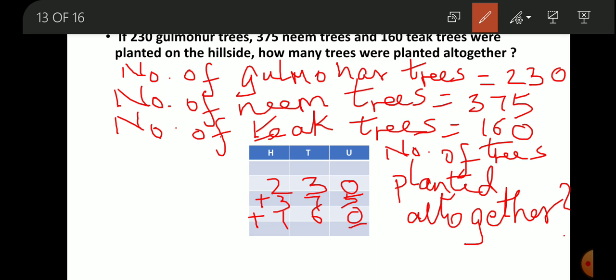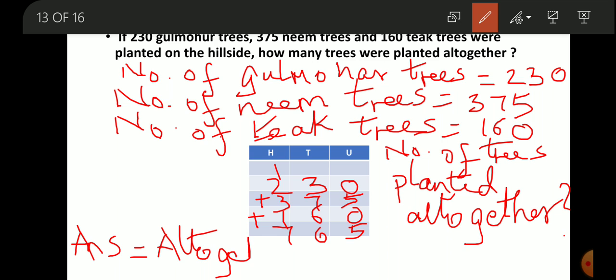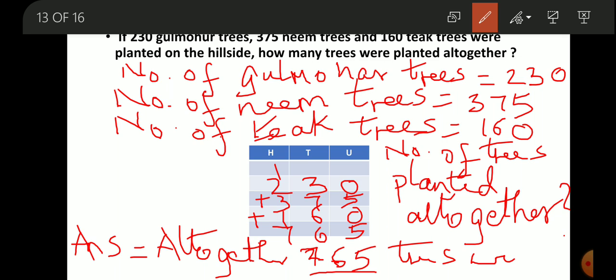0 plus 5 plus 0 will be 5. 3 plus 7 is 10. 10 plus 6 is 16. 1 plus 2 is 3. 3 plus 3 is 6. 6 plus 1 is 7. Answer will be: altogether 765 trees were planted. Okay boys, I will give it to you in the notebook.